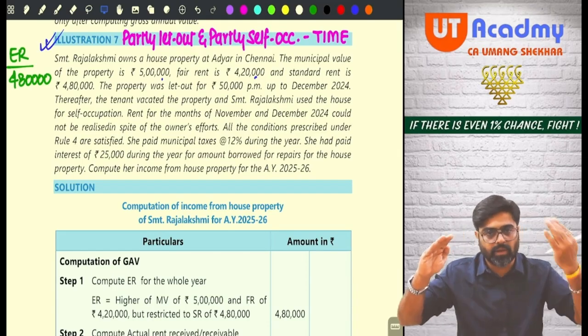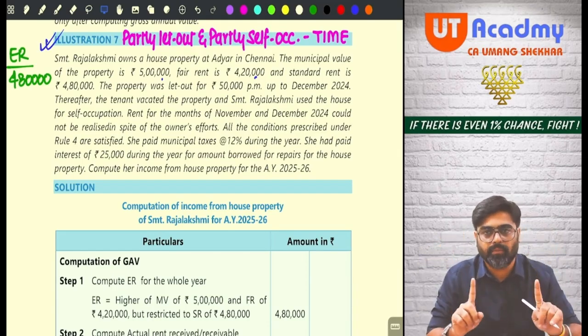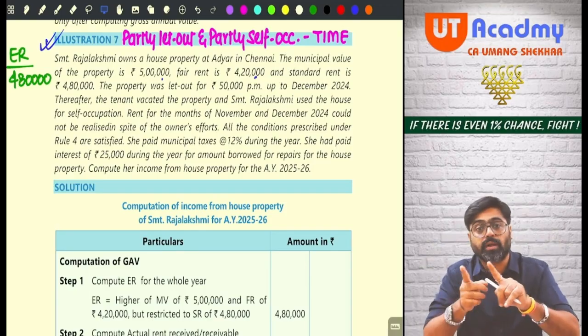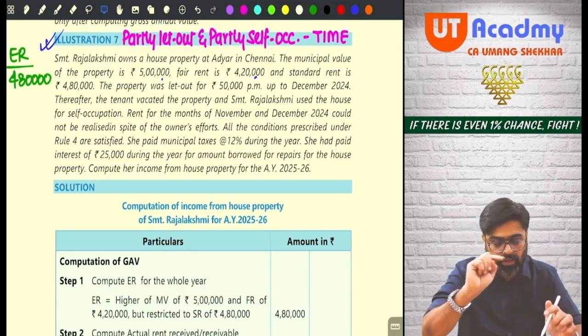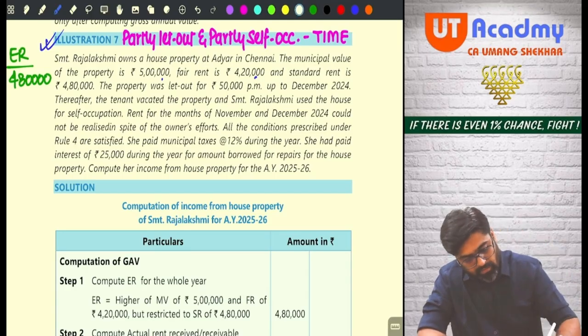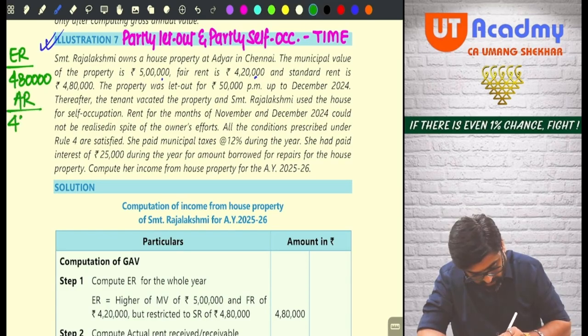9 months let out, 3 months self-occupied. Done. Actual rent will be for 9 months only. So 50,000 into 9, actual rent will be 4,50,000. Yes or no?